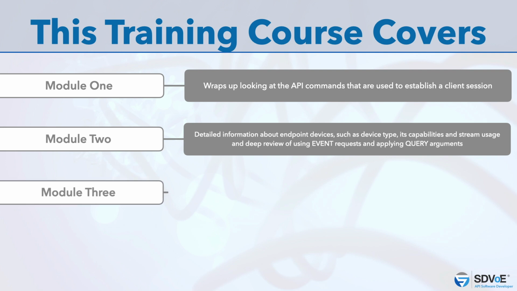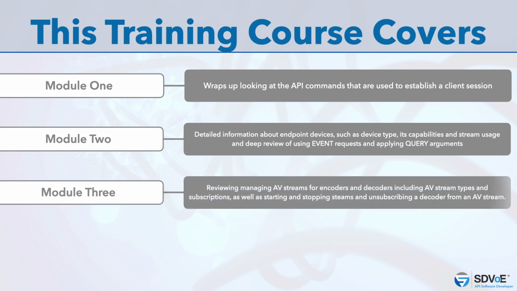Module 3 reviews the management of AV streams for encoders or TX devices and decoders or RX devices. Topics covered here include AV stream types and subscriptions, starting and stopping streams, and unsubscribing decoders from an AV stream.